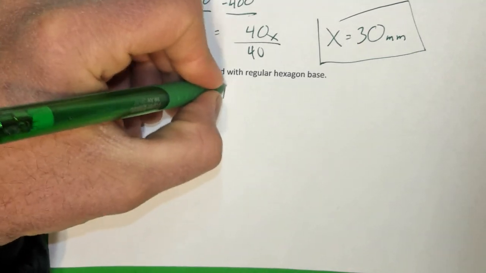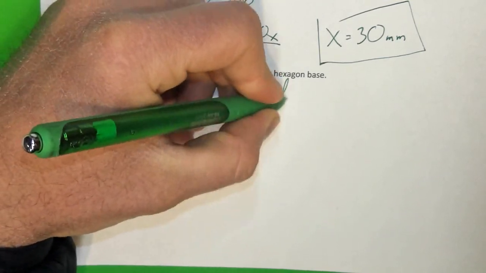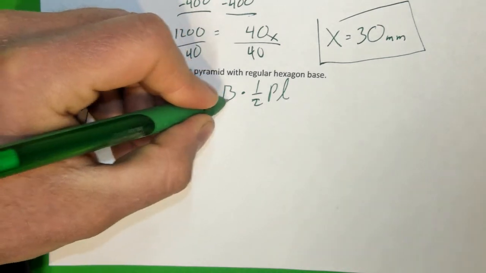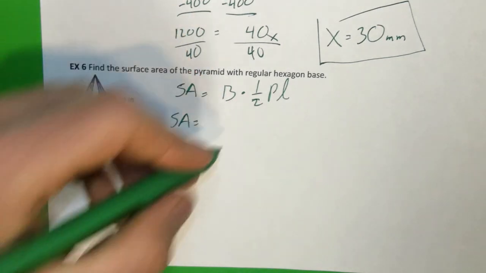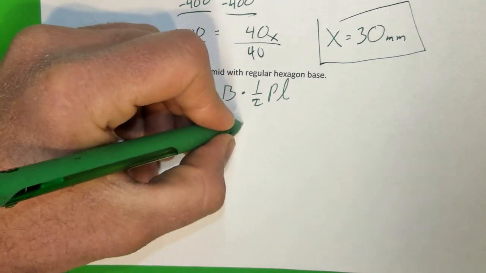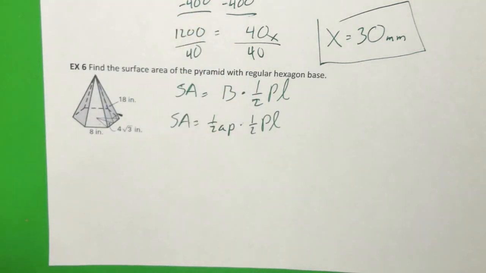Surface area is equal to the base plus 1/2 the perimeter times the slant height. And for that base right here, don't forget that the hexagon has got an area formula of 1/2 the apothem times the perimeter. Okay, pause your video and see if you can calculate the surface area for this one, and then I will share my answer with you.